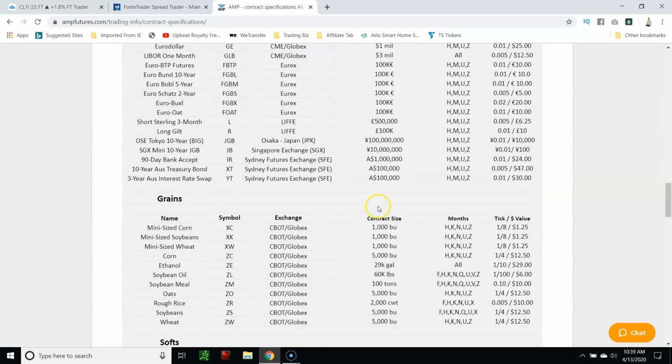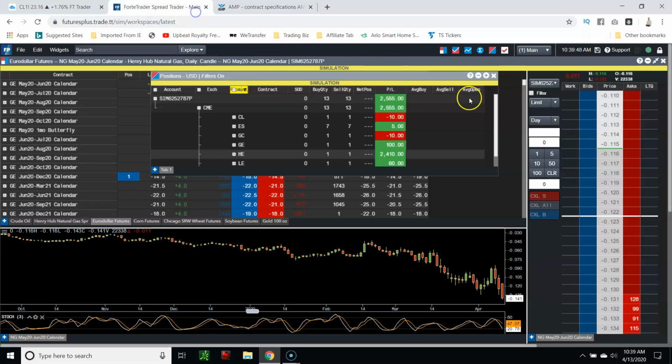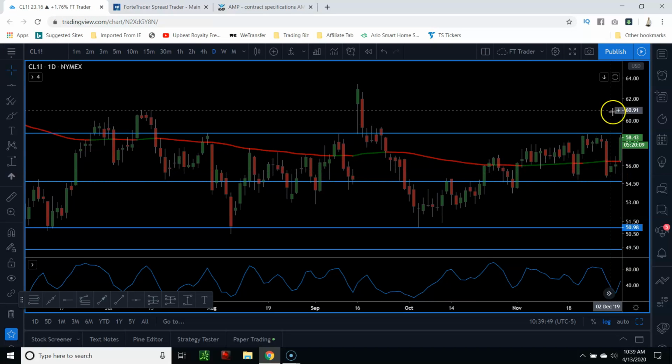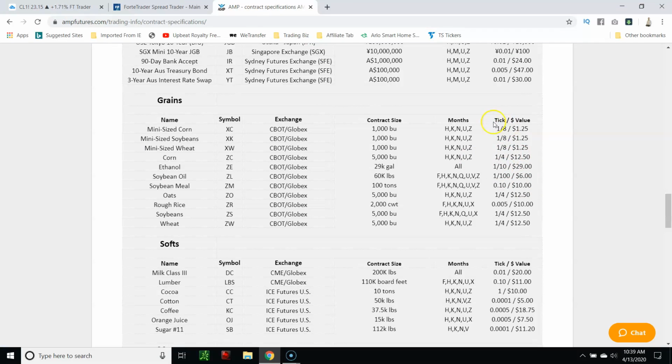It's a really nice sheet, especially if you're new or not even new and want to reference, like, okay, hold on, we're talking about corn now. What months do they trade? They trade in quarter increments, and it's $12.50 a tick. So every time your price moves a tick on this chart, these little ticks, that's considered the value of the tick. And the value is equivalent to what it says there.